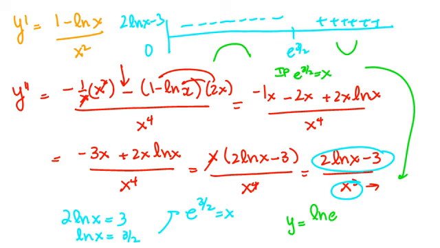I'm going to plug that into my original equation. So there's log x over x. The numerator is 3 halves. The denominator is e to the 3 halves, and I'm just going to pretty that up a bit, and it becomes 3 over 2e to the 3 halves. So there's my y coordinate, and in the next video we'll put all the information together.